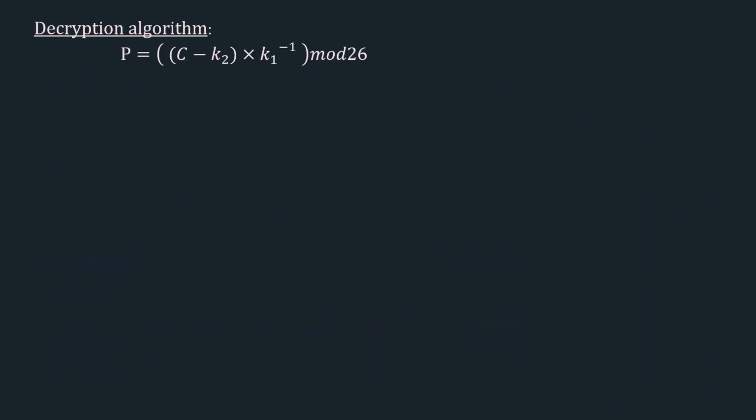So the decryption algorithm used in Affine Cipher is P equal to (C minus K2) the whole into K1 inverse, the whole mod 26. So we can observe that we require K1 inverse here. So we will calculate K1 inverse using the extended Euclidean algorithm. We have already covered how to calculate multiplicative inverse using the extended Euclidean algorithm in our previous videos. Link in the I button.